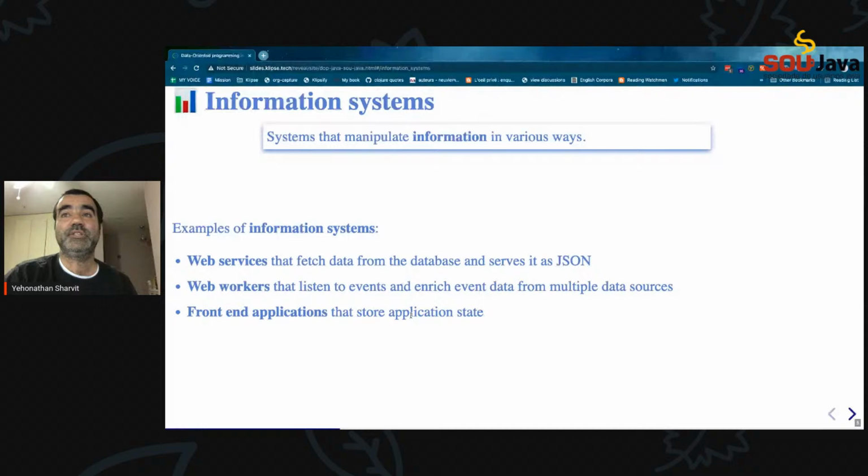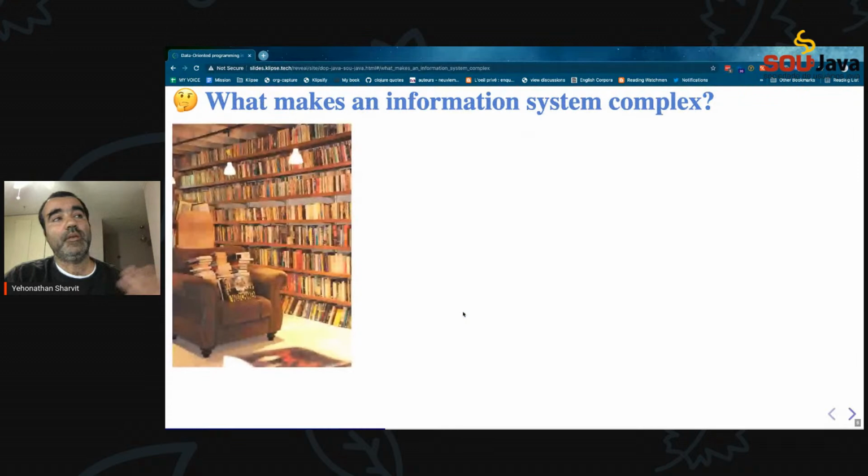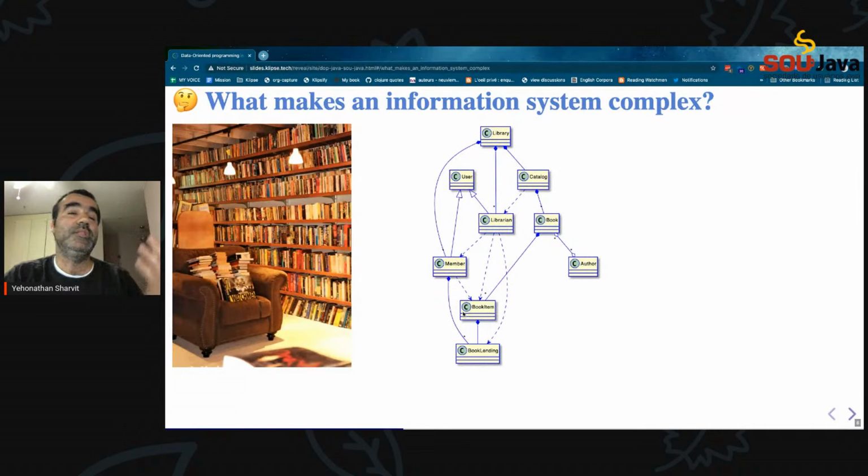So what usually makes an information system complex? Let's take, for example, a library management system. Imagine we need to build a library management system in Java. If you are a regular Java developer and you don't use too many smart design patterns, you will probably come up with a design and a class diagram like the one on the screen.